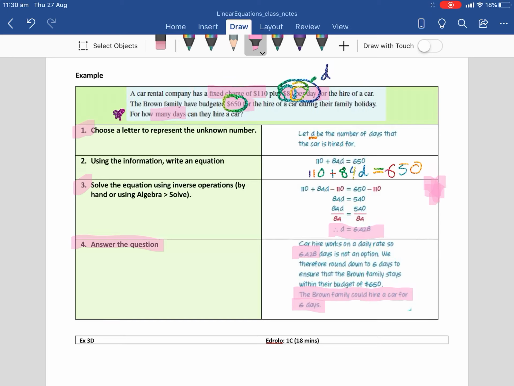For this chapter, writing the equation can be difficult. You should already know how to do number 3. And for number 4, you need to work on writing your answer to the question really thoroughly. All right, so you can go on with exercise 3D to practice and let me know if you've got any questions.